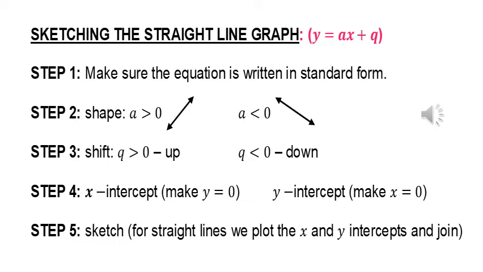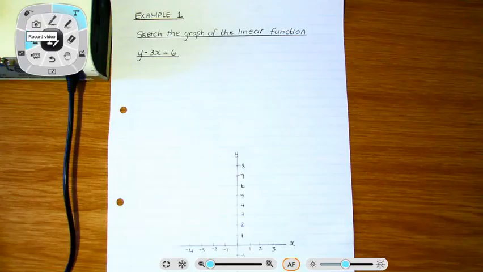Once you have your 2 coordinates, you're going to move on to step 5, which is where you are going to sketch your graph. You're going to plot your 2 coordinates. You're going to join them with a ruler, and it should give you a straight line. Once you've drawn your straight line, you're going to go back and you're going to check, is it positive or negative according to step 2? Is it in the right y-intercept according to step 3? So you're going to go back and you're going to double check that you have drawn your graph correctly.